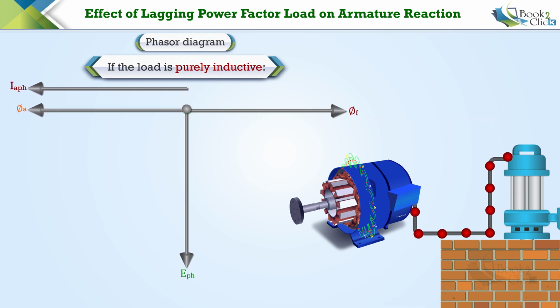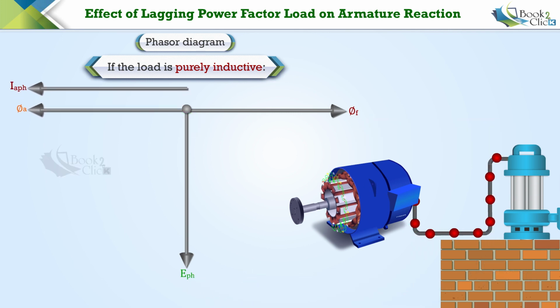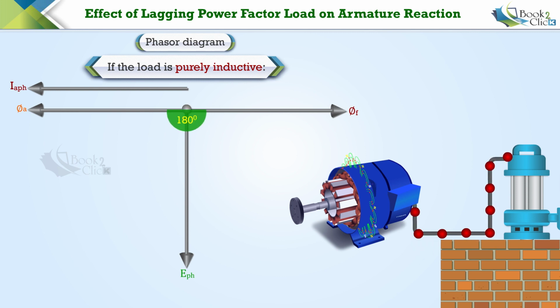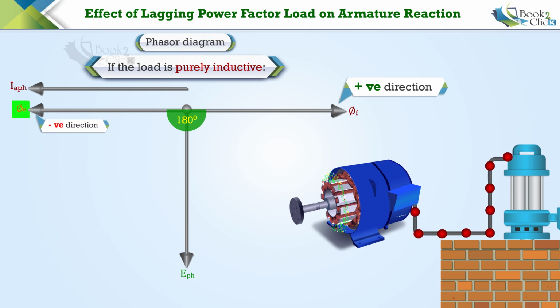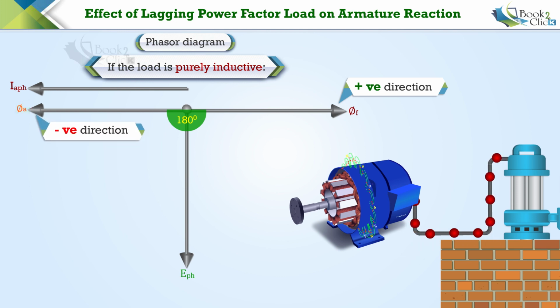From the phasor diagram, it is evident that there is a phase difference of 180 degrees between the main field flux and the armature flux. It means, if the main field flux phi F is in the positive direction, then the armature flux phi A will be in the negative direction.